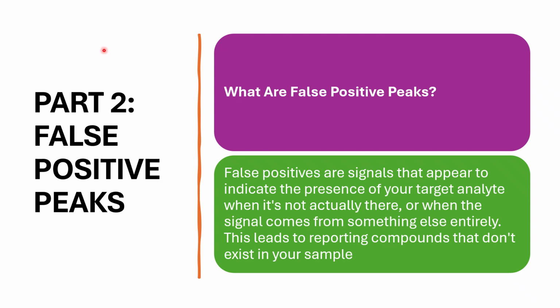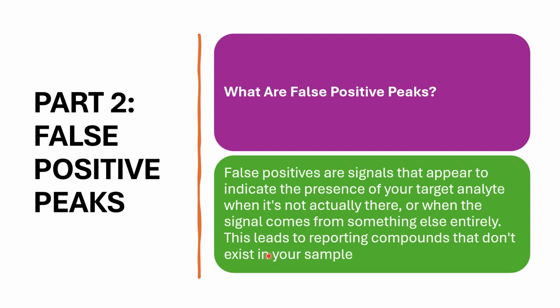Now let's see what a false positive peak is. False positives are signals that appear to indicate the presence of your target analyte when it's actually not there, or when the signal comes from something else entirely. This leads to reporting compounds that do not exist in your sample. Now this situation is equally problematic for regulatory compliance and scientific accuracy.